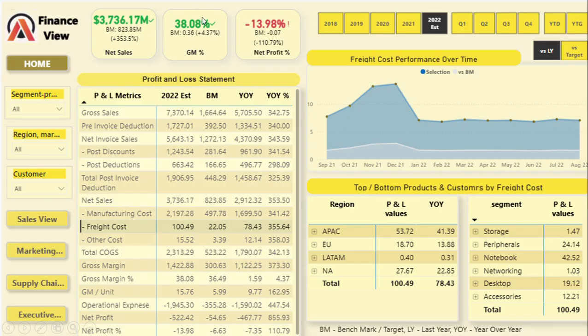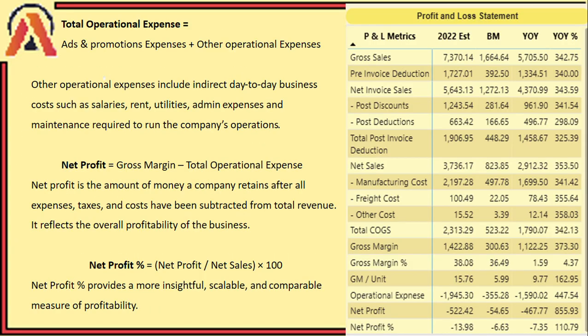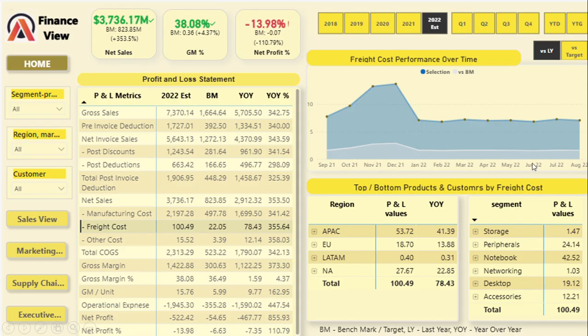Now here you can see the trend chart of different metrics. Whatever you select here is reflected here. Like previously, it is the net sales performance over time. When nothing is selected, we are showing net sales, which is the ultimate metric. But if we want to understand any other metric, if we select it here, then that metric's trend will be shown month by month for the given fiscal year. Here I have selected freight cost, so it is giving the freight cost performance over time.